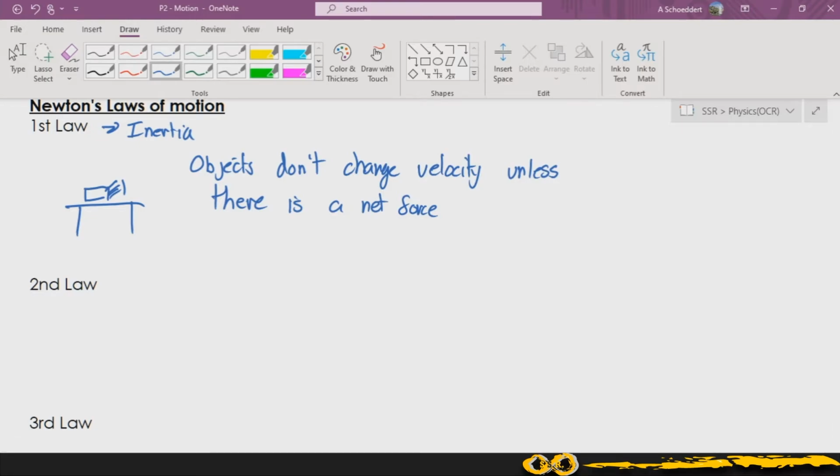If you start pushing on the book, then you're putting an outside or a net force on that book, and so it will start to move. Its velocity will change. If the book was already flying through space and it was far enough away from all the planets that it couldn't feel gravity, and there's nothing else touching it and there's no air resistance, then that book will continue to travel indefinitely because there is no external force to slow that book down.